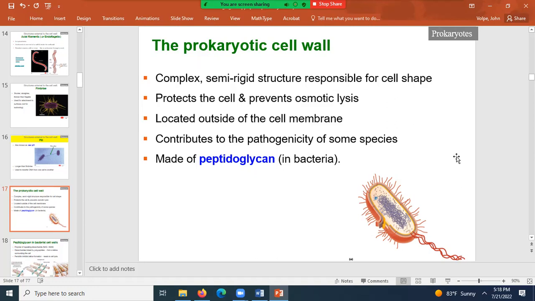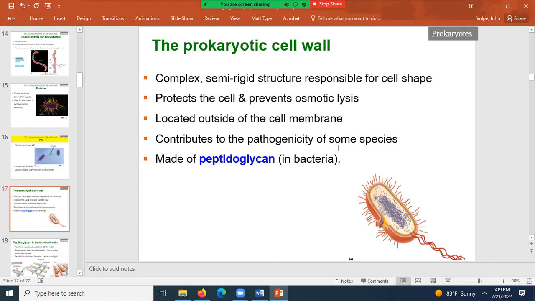All right, moving on to the prokaryotic cell wall. This is a specific structure found in most prokaryotes. It's a complex, semi-rigid structure, and it's responsible for giving the cell its shape. So if you have a cocci, the reason why the bacteria have the round shape is because the cell wall is round. And if you have a rod, the reason why it's a rod is because the cell wall is a rod.